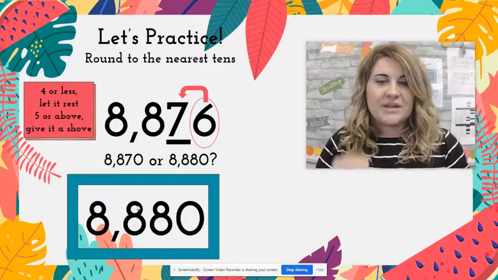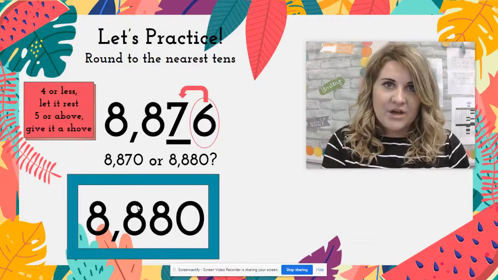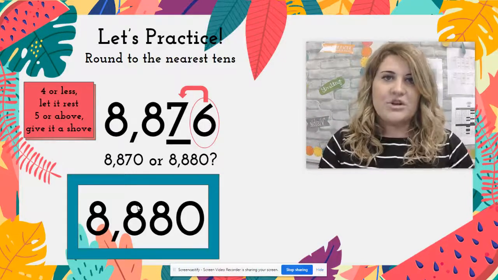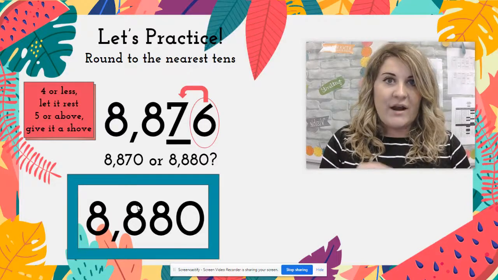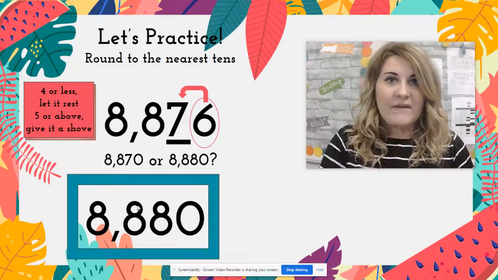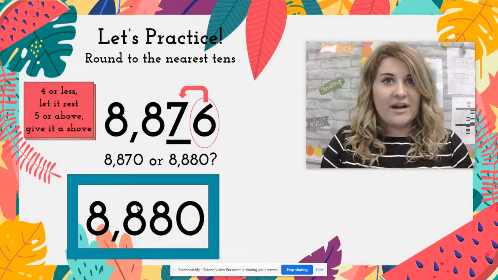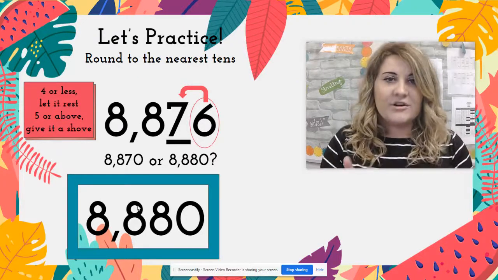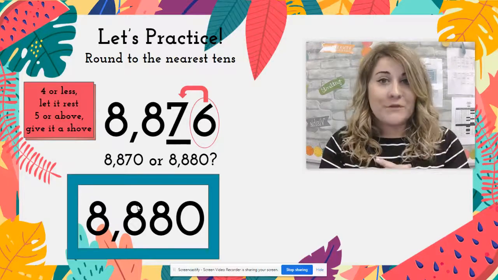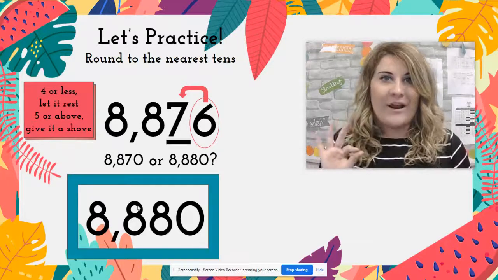You absolutely need to show your work when rounding, because if you don't, your brain's going to get all confused. So you need to write the number down on paper. You need to underline your digit that you're rounding to. You need to spotlight the BFF. And then you need to draw your arrow from the BFF telling the tens place what to do. Understand? Great. If you do those steps, you're going to be an awesome rounder.